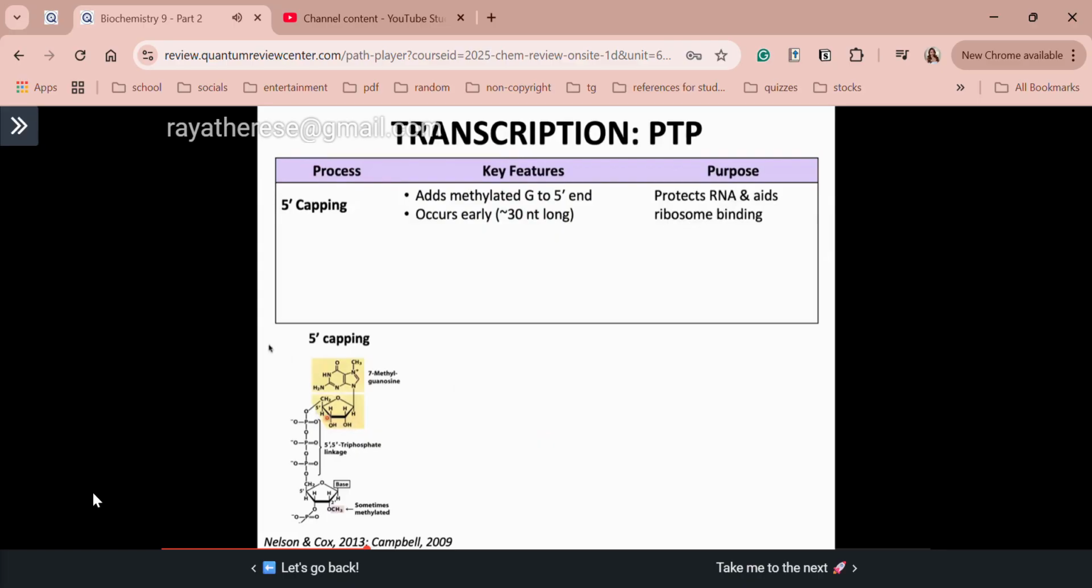Again, this is your methylguanosine functional group. Here we added a methyl to the guanosine nitrogenous base in order to protect your RNA, and of course it acts as a signal for ribosome binding. Here again, the 5' capping is actually a methylation reaction only.